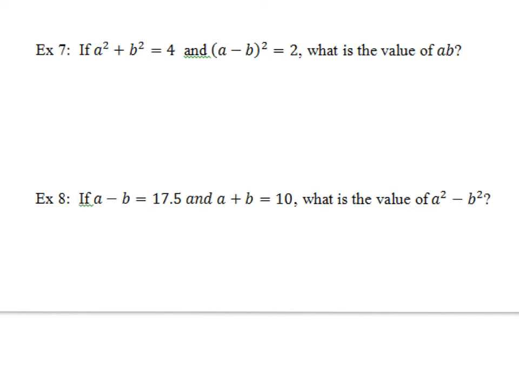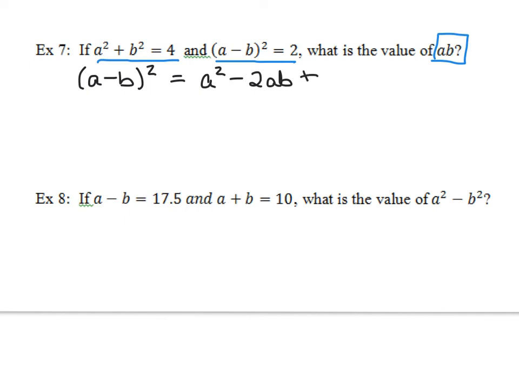Let's do example 7 together, and then I'm going to see if you can try example number 8 based on what we do on number 7. We've got some information. a squared plus b squared is 4. a minus b squared is 2. And we want to find the value of a times b. So this looks very much like an identity that we've been working with quite a bit tonight. So let's take our a minus b squared and let's rewrite that in multiplied form. So of course that's going to give us a squared minus 2ab plus b squared.